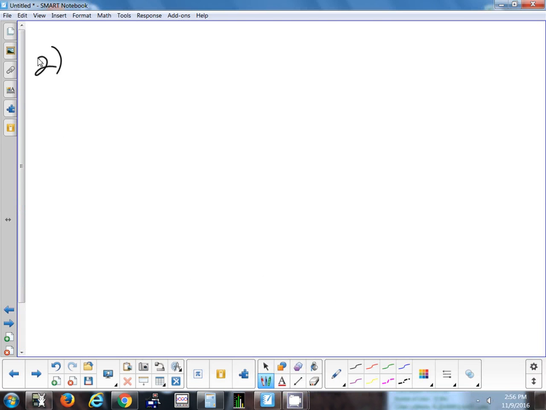All right. So next one is a graph of a square root function. So let's try something like, let's do 2 square roots x plus 3 minus 4.